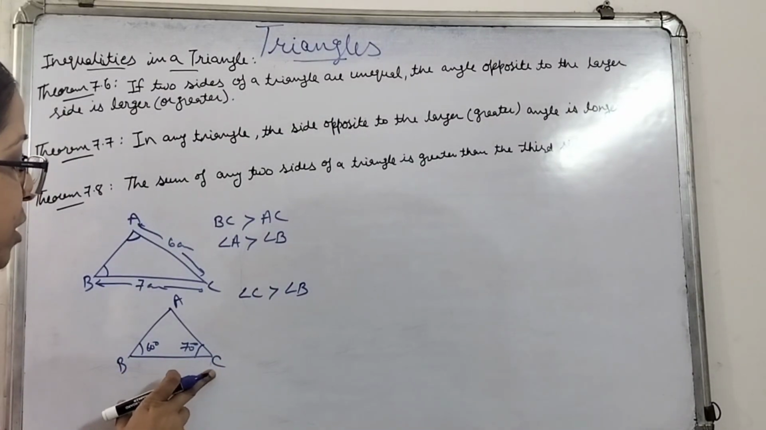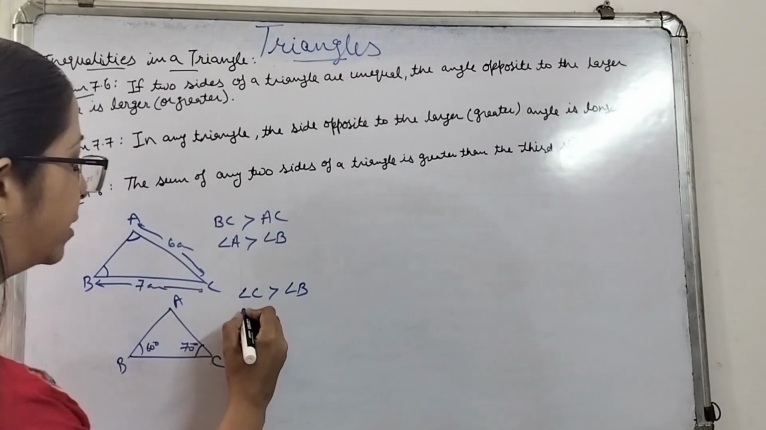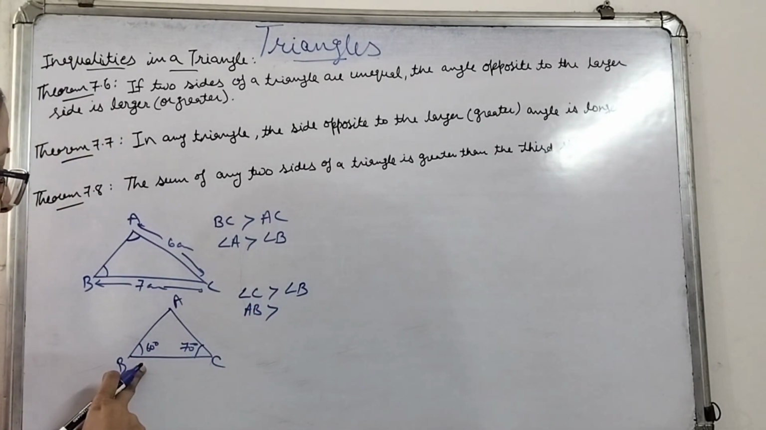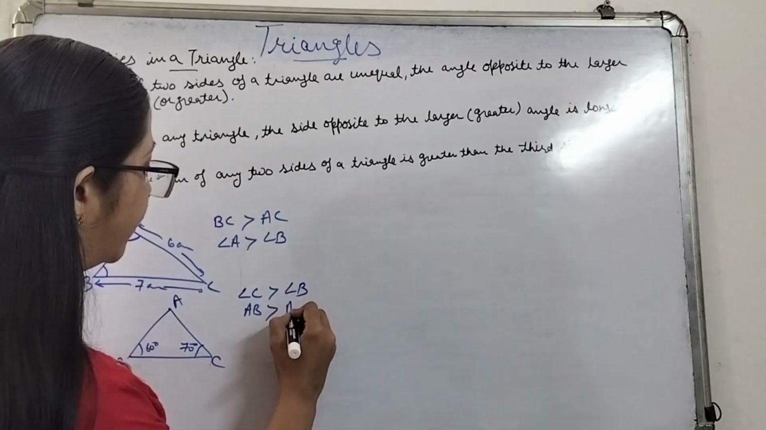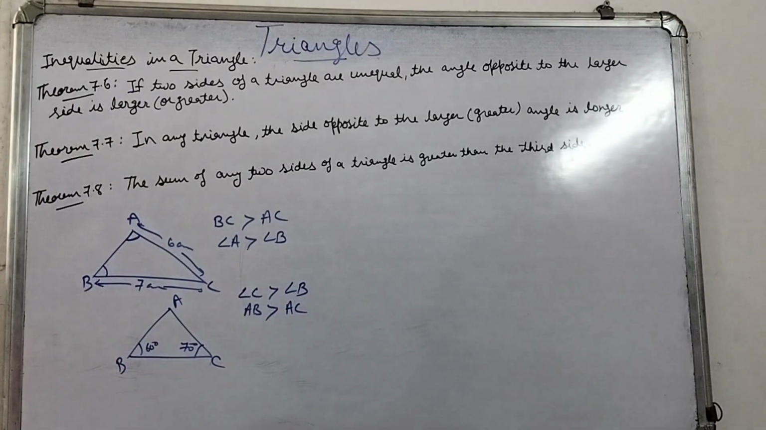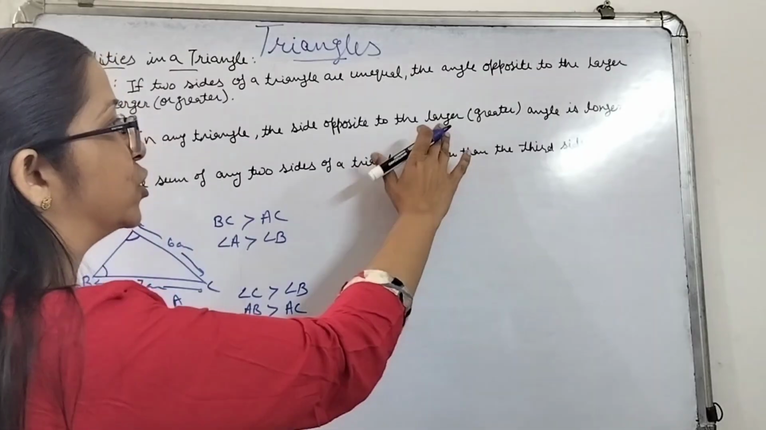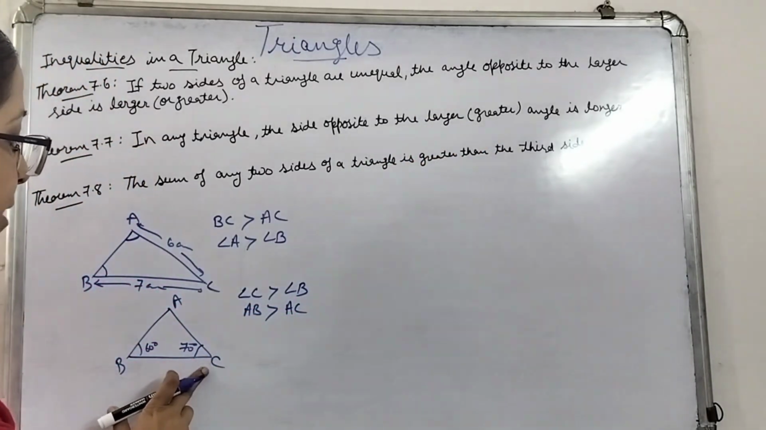So the side opposite to angle C is AB, and AB will be greater than the side opposite to angle B, 60 degree, which is AC. That means in any triangle, the side opposite to the larger angle is longer. This is the larger angle.